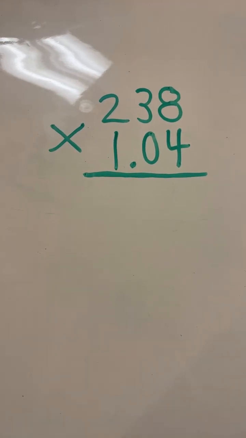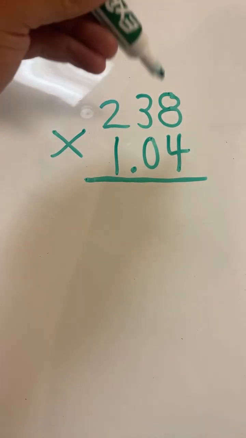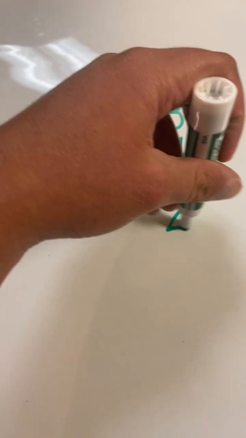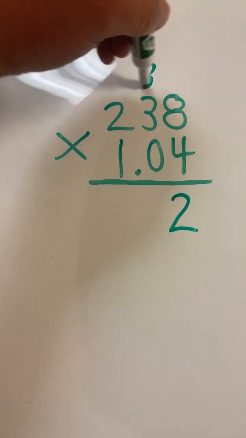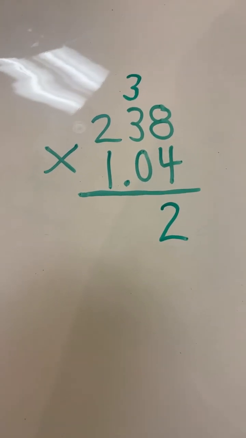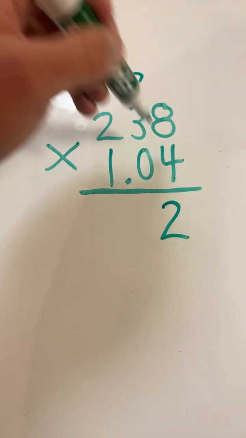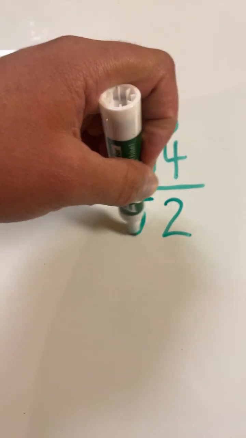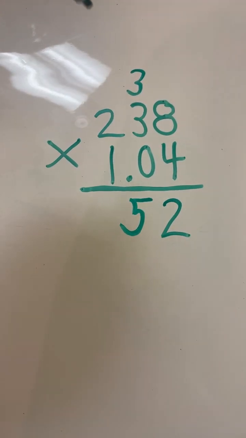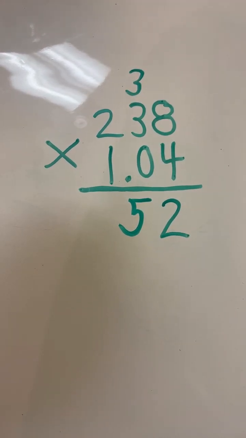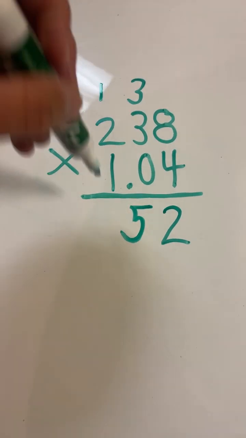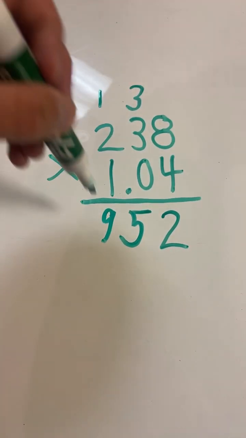So 8 times 4, going to start out by multiplying 8 times 4. 8 times 4 is 32. So the 2 in 32 goes in the ones place. The 3 in 32 gets carried over to the tens place. 3 times 4 equals 12, plus the 3 that we carried over makes it 15. 5, carry the 1. 2 times 4 equals 8, plus the 1 that we carried over makes it 9.